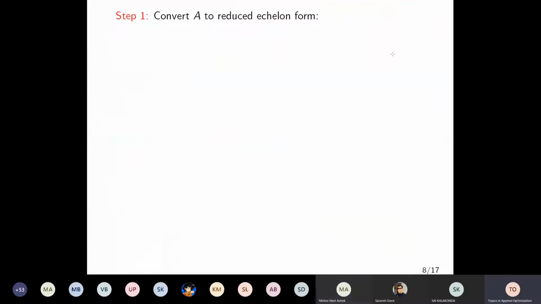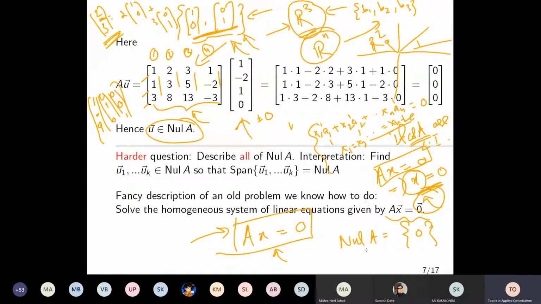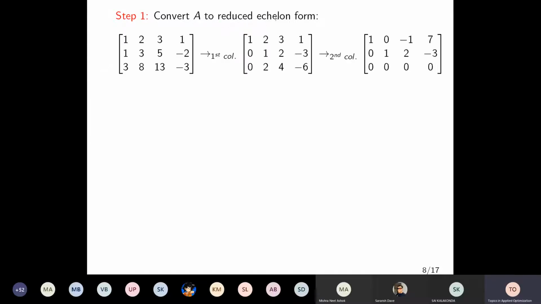So the question is, how do I find the null space of A? Well, the null space of A is like finding all possible solutions to the linear system. And how do you find all possible solutions to the linear system? This is something you may have seen in previous linear algebra courses. Again, you reduce it to echelon form and so on.